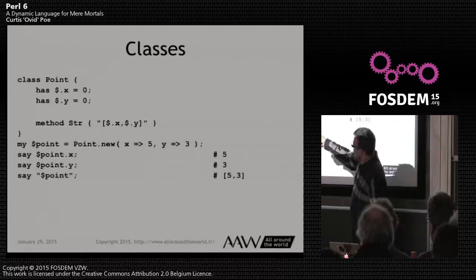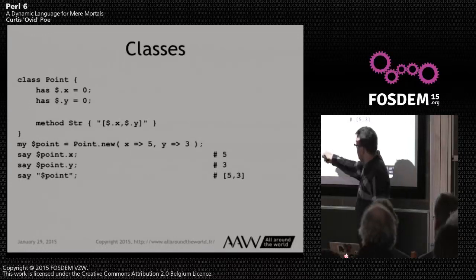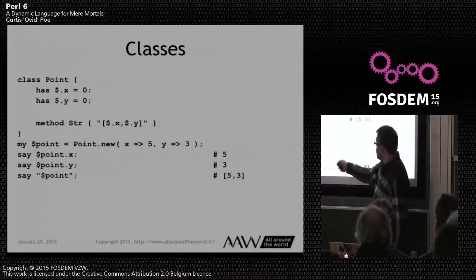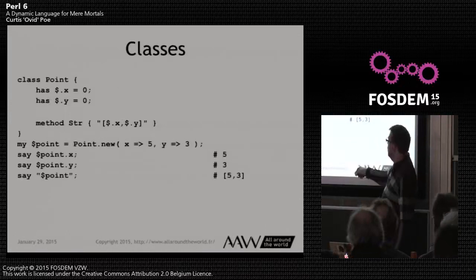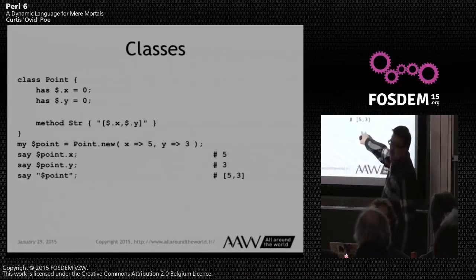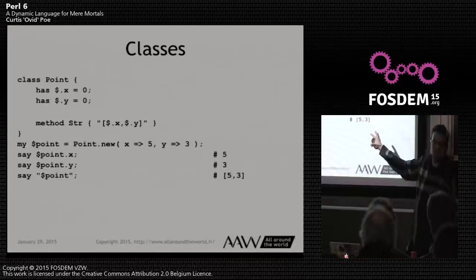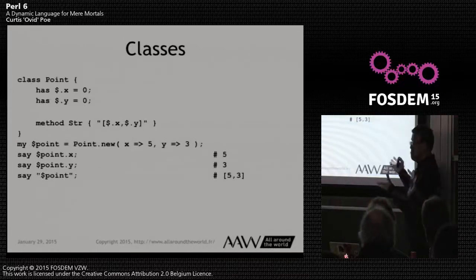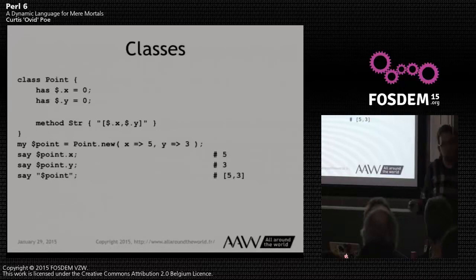Here's string overloading, method Str, and I just return in brackets $.x, $.y. My $point = Point.new(x, y), say point x 5, say point y 3, and say point in quotes for the string overloading, you get 5,3. So that extra punctuation mark might look a little bit strange, but it's very Perlish. Doesn't look too difficult, I would think. This is an immutable point object. You can declare it, you cannot change it.